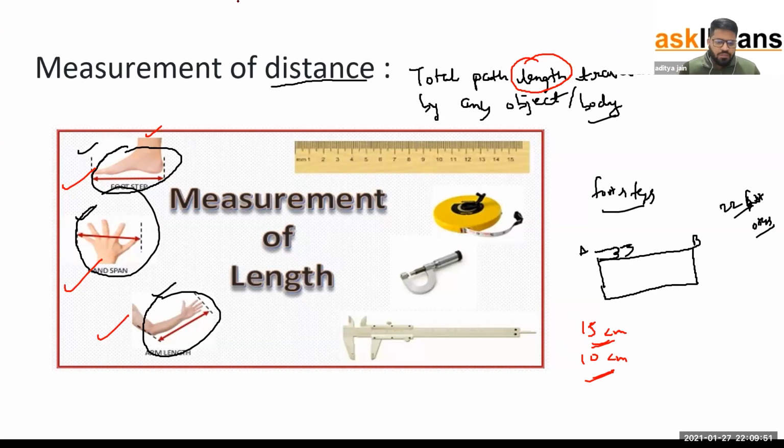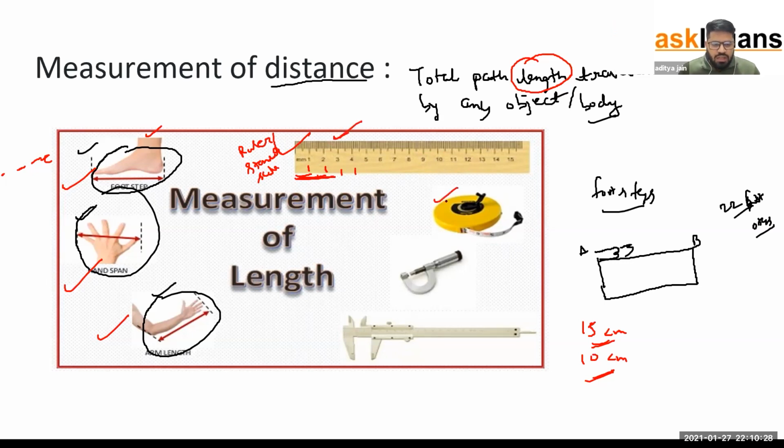Now the modern, more accurate measurement of length uses the instruments shown on the right side. First is the ruler, or any standard scale. This gives you the exact value of length because it is a standardized measurement, universally accepted. Suppose this is a centimeter scale, with markings of 1 centimeter, 2 centimeter, 3 centimeter, 4 centimeter. From this you can easily get the length of any object accurately.